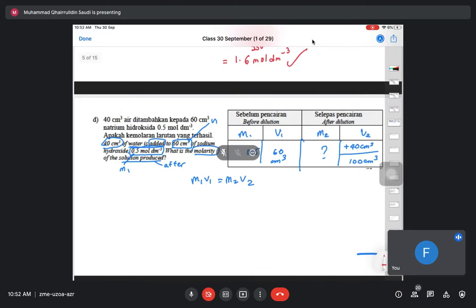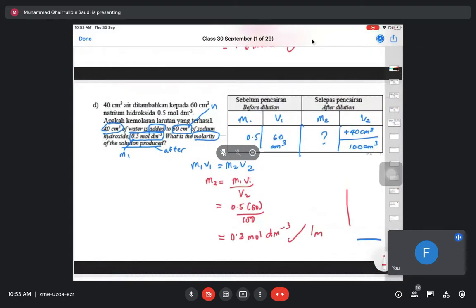The question wants M2, so our formula will change: 0.5 times 60 divided by 100. And your answer is 0.3 mole per dm cube. Good. 0.3 mole per dm cube. Another 1 mark. Okay? Settle.